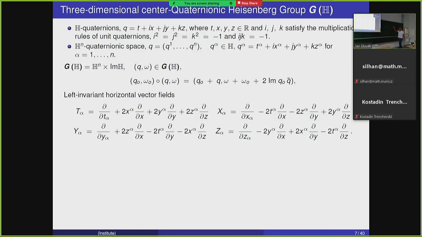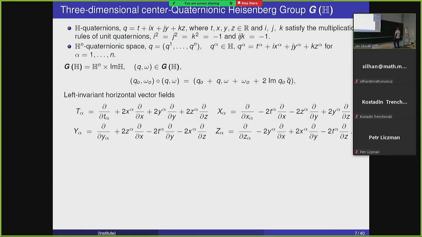So here the structure equations are: for this group, one has that dE1, ..., dE2n is equal to zero, and d of E2n+1 is 2 times the scalar form of this horizontal space. And here the structure equations are dE1, ..., dE4n equal to 0, and there are 3 more directions. So say dη1 is 2 times ω1, dη2 is 2 times ω2, dη3 is 2 times ω3. So what is this?